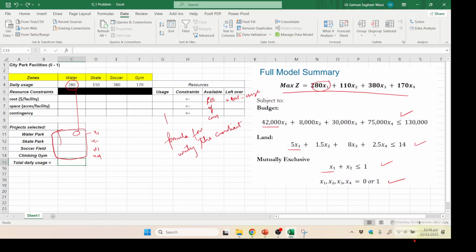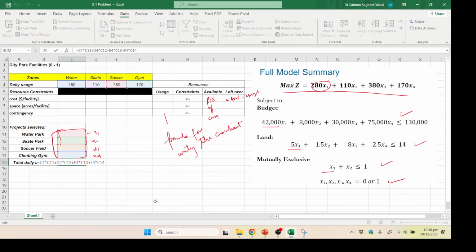So I'll write the formula here, and this formula is 280 multiplied by x1, which is this one, plus 110 multiplied by this skate park, plus soccer multiplied by x3, plus the daily usage for gym multiplied by x4. So this is our formula.